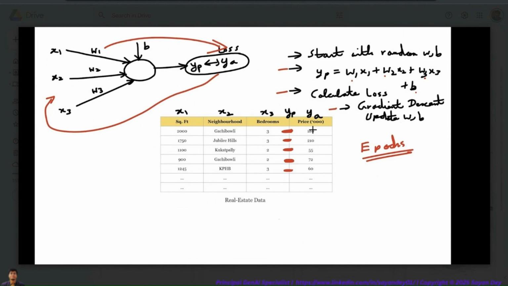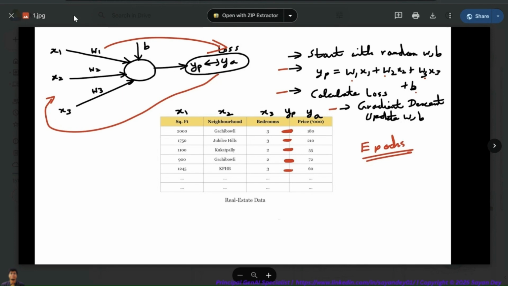And you will see some loss, right? The predicted will never match the actuals. You will see some loss. There'll be some delta, the error. And then you will do something called gradient descent or backpropagation. Now, what is gradient descent? Explaining this in very simple terms, gradient descent is the process of updating the weights and biases.